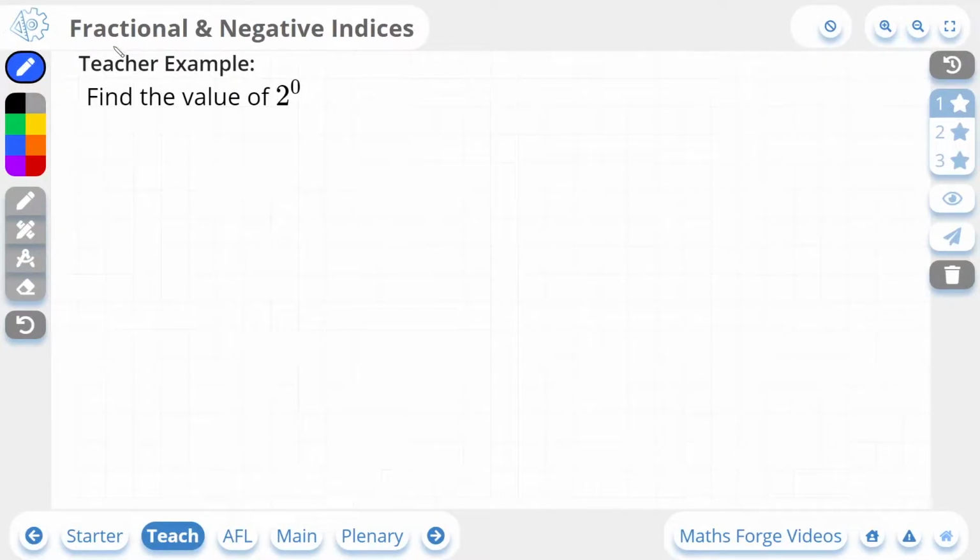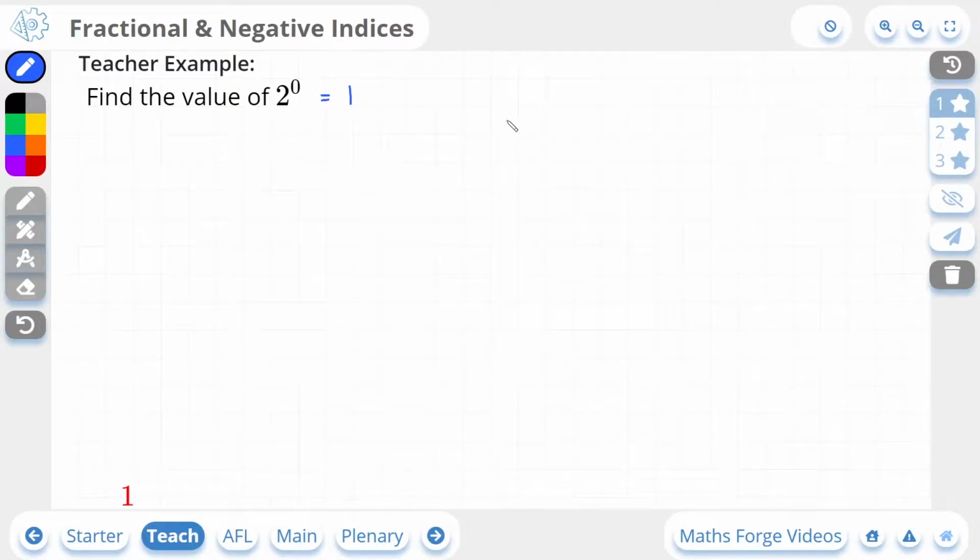In today's lesson, we're going to be doing fractional and negative indices. So let's take a look at our first example. Here we're being asked to find the value of 2 to the power of 0. Something you need to know and understand is that any number, any variable to the power of 0 is equal to 1 by default. And if we check our answer, there it is.